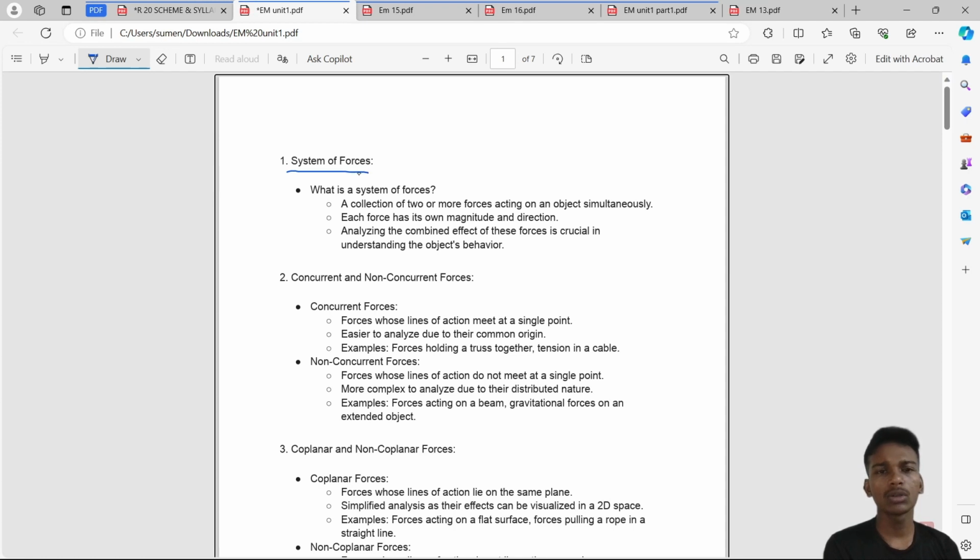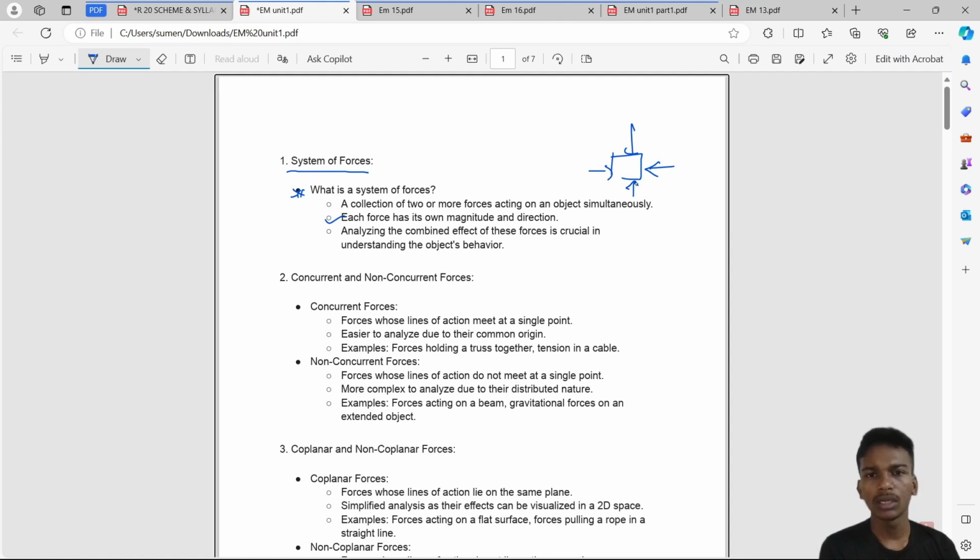First of all, getting into the world of mechanics, first we have to deal with the system of forces. What is a system of forces basically? A collection of two or more forces acting on an object simultaneously. In the sense, there is a body and more than one or two forces acting simultaneously on the body, which is known as a system of forces.